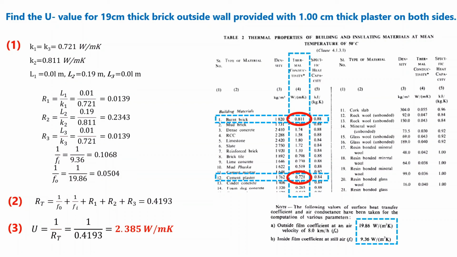Similarly, we can find out the U values of any construction system. Like if there is a cavity wall, where there is a plaster, then brick, again cavity, then again brick and again plaster, or a composite wall with different types of materials. For each of these, in a similar way, we can find out the U value.